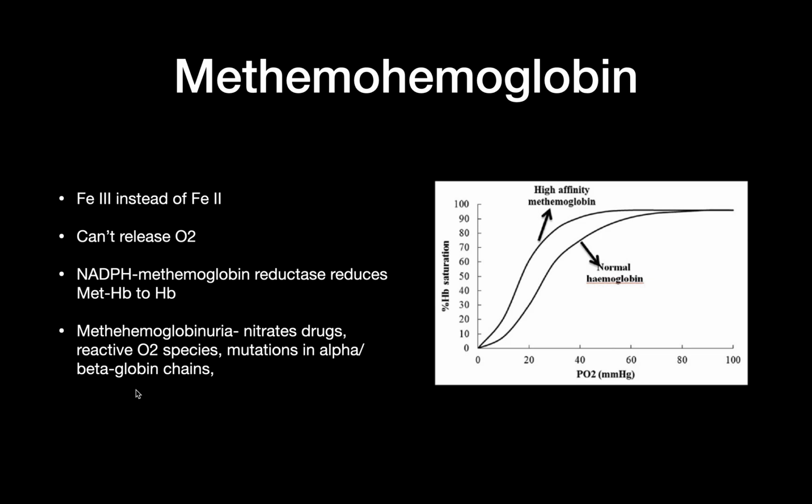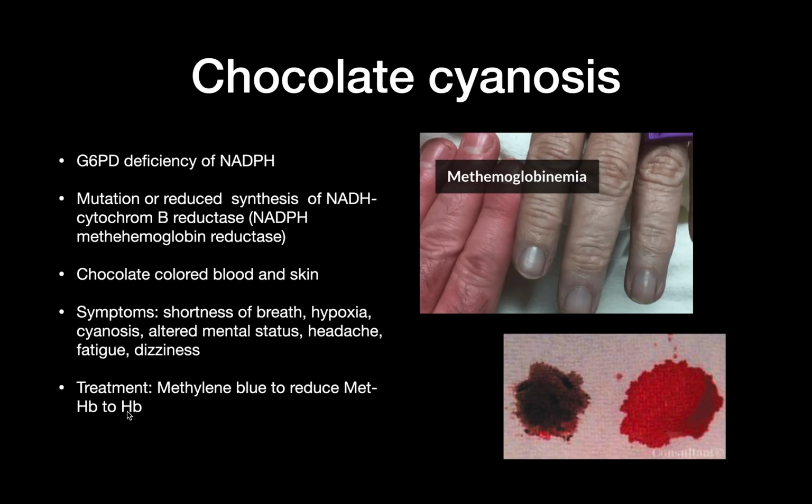Some causes of methemoglobinemia are the nitrate drugs, reactive oxygen species, and mutation in the alpha-beta globin chains. So chocolate cyanosis is the vernacular name of methemoglobinemia, and it is caused by either certain drugs such as nitrates and reactive oxygen intermediates, or it's a congenital cause where there's a mutation in the genes for the alpha-beta globin chain, or the reduced synthesis of NADH cytochrome b5 reductase, or there is a G6PD deficiency, and that causes a deficiency of NADPH.